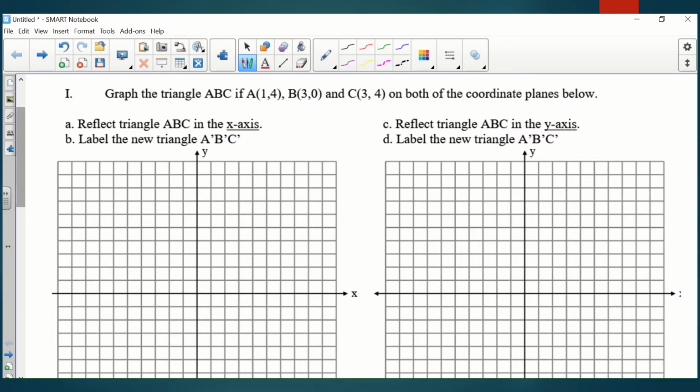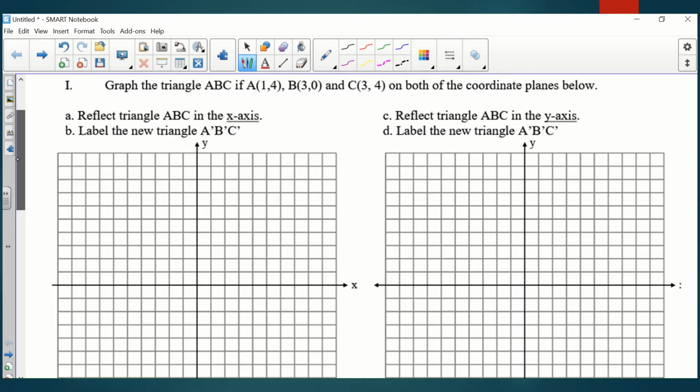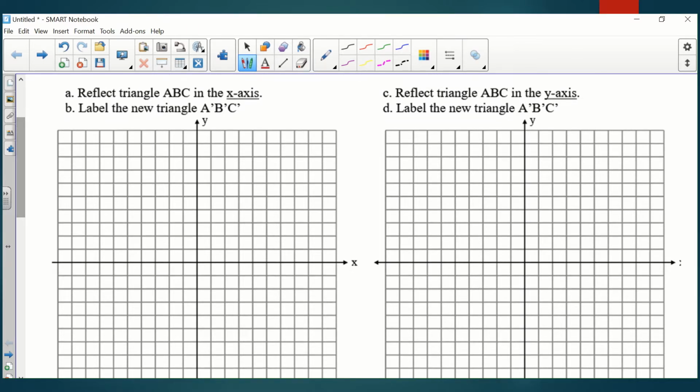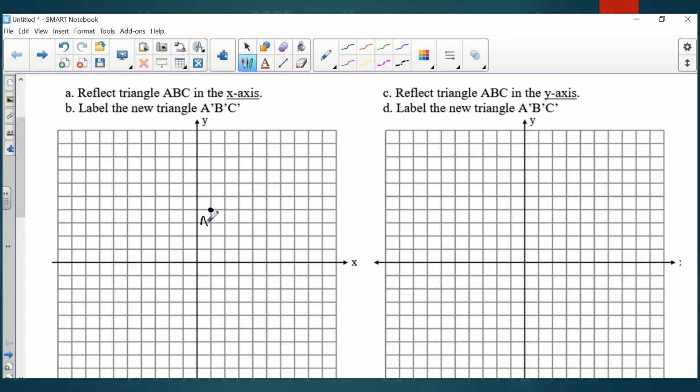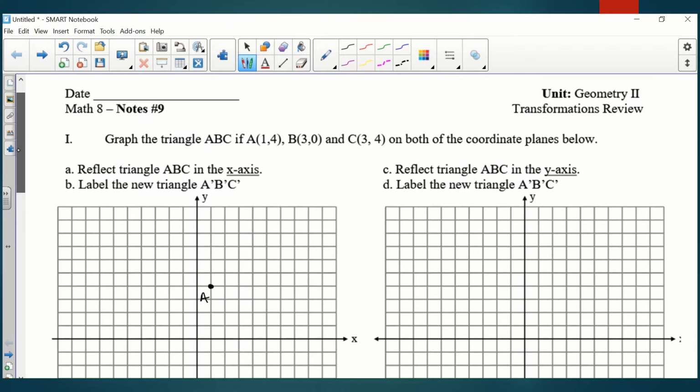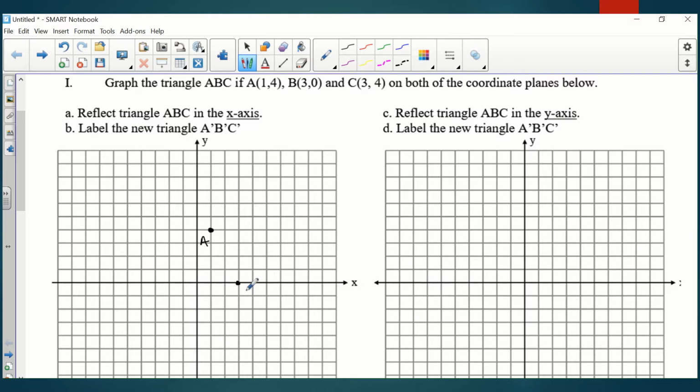coordinate planes below. All right, so triangle ABC has the points 1, 4. So this is A. B is at 3, 0. 1, 2, 3, 0 is B. And 3, 1, 2, 3, 4 is C. Okay, now again, I apologize. Doing my very best with these lines here, but they might not be perfect. Okay. All right, so there's our triangle ABC.